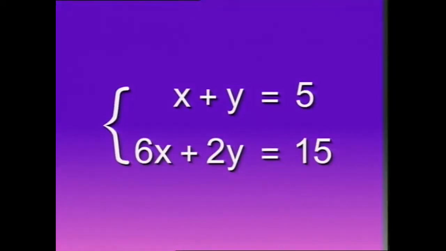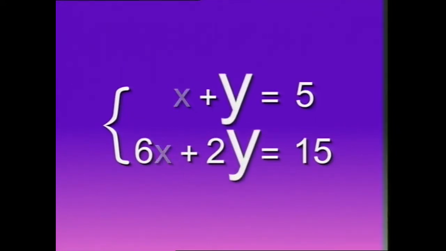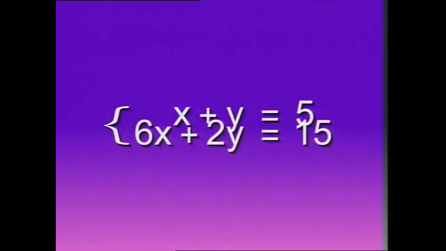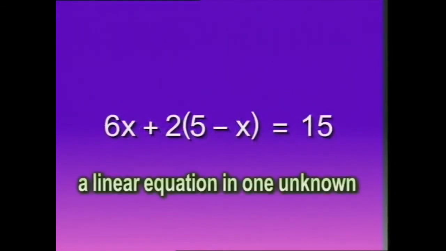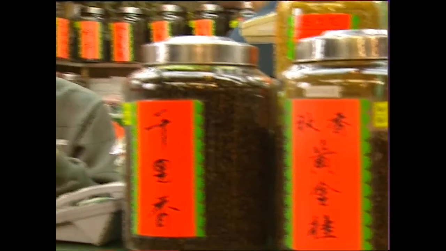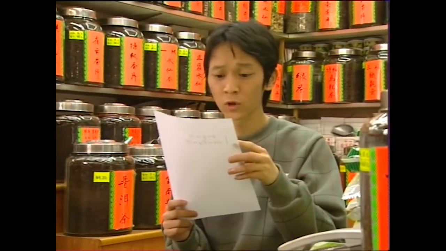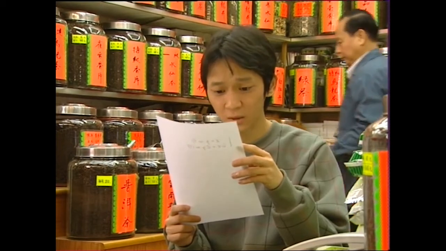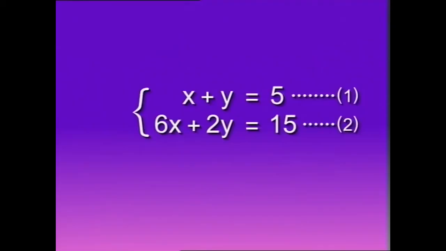Let us take our example. If we look at the simultaneous equations, we can see that each one contains two unknowns. If we can combine the two equations to form a linear equation in one unknown, we can find the solution. Combine the equations to form a linear equation in one unknown.